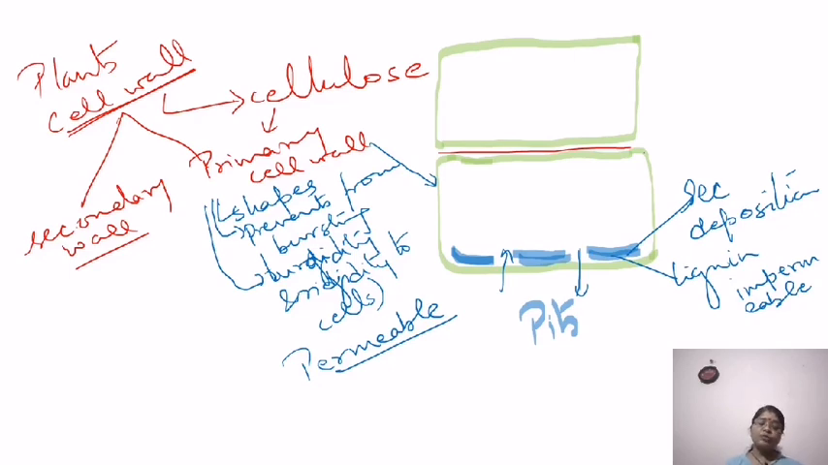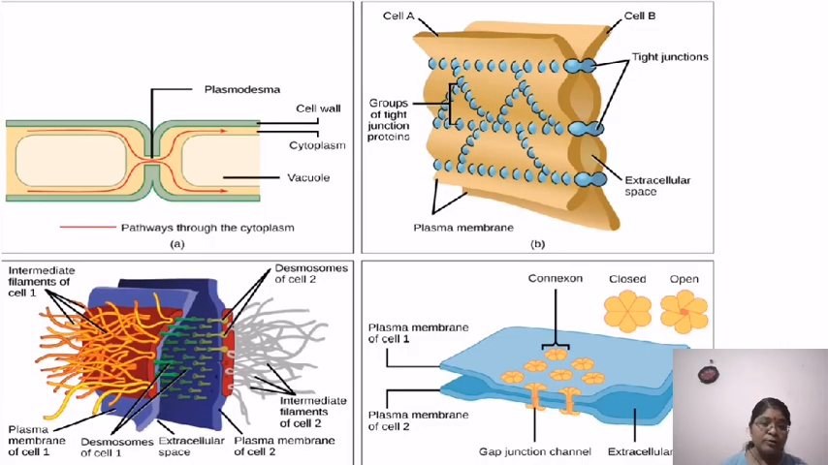So this is about the secondary wall in the case of your plant cell, the plant cell wall. And remember, the secondary cell wall is always inner to the primary wall. It's not outside, it's inside the primary wall. And now I'm showing you the different kinds of connections that the cells have.